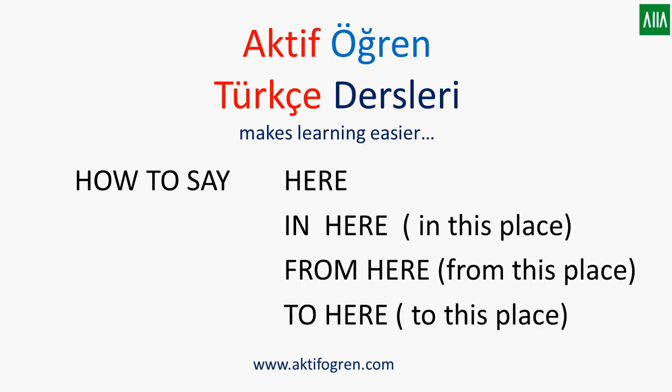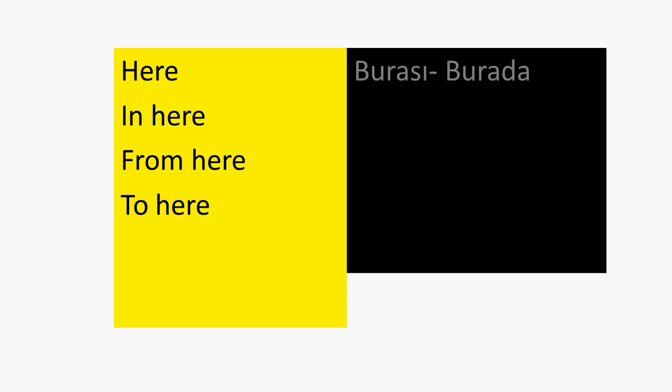So today I will help you learn how to use different forms of "here" in Turkish. As you see here, these are a few examples. I would like to show you and help you learn how we use them in Turkish with explanations. All right, let's see the English versions: here, in here, from here, and to here. Let's see how they are used in Turkish.